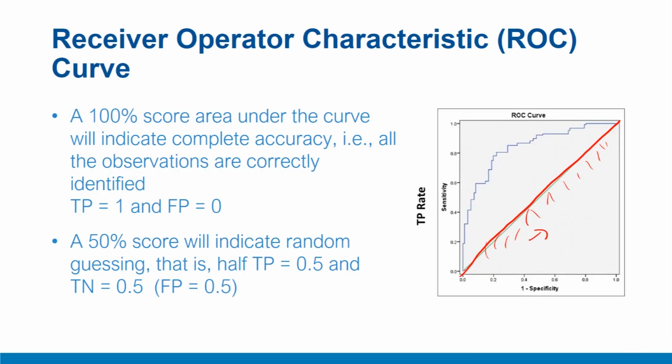For more practical models, they will lie somewhere in between, that is, from 50% to 100%. And therefore, the accuracy of the model can be very nicely measured as the percentage of area under this ROC curve. To summarize this video, we discussed the ROC, receiver operator characteristic curve. This curve essentially provides a visual examination of the efficiency of the classification algorithm.